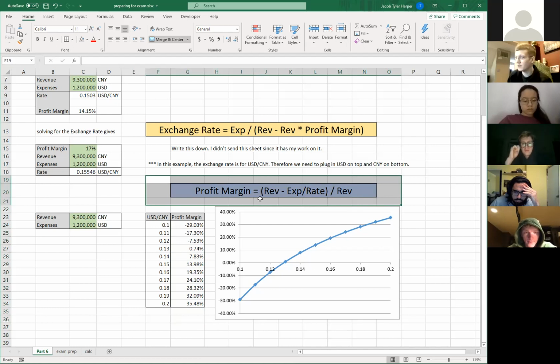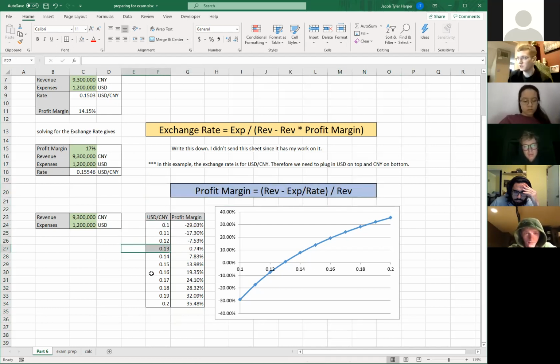So you can use that again. The only thing that's different from question 1 is that you're plugging in this exchange rate or this exchange rate or this one. So obviously you should come up with a formula that you can drag. You don't want to type this 10 times.